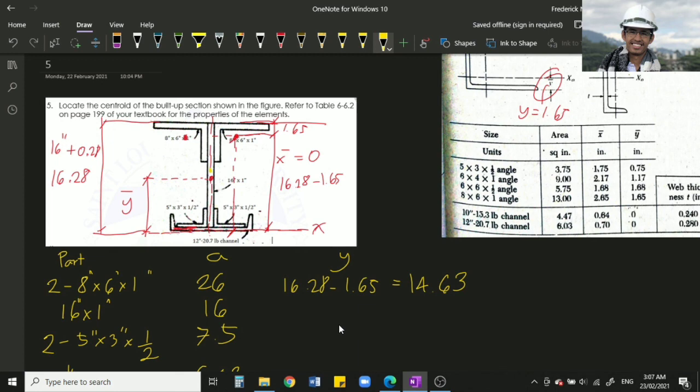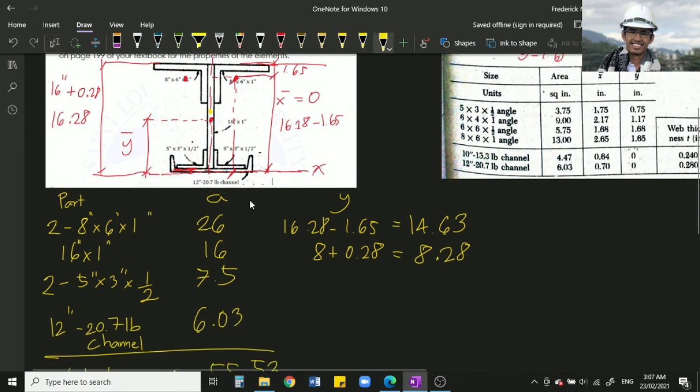Okay. And for the 16 by 1, so bar Y niya is nandito sa bandang gitna. Okay. Dito sa bandang gitna. So that will be yung kalahati lang ng 16. So that will be 8, no? 8 plus yung 0.28 na thickness ng channel na sa baba. So that will be equal to 8.28. Okay.